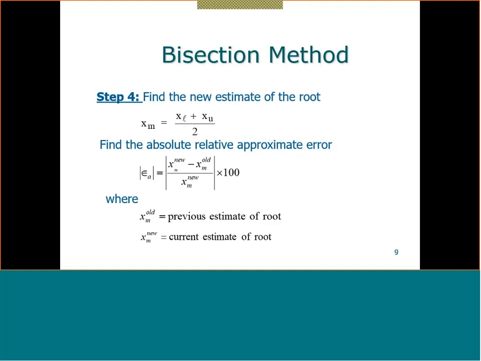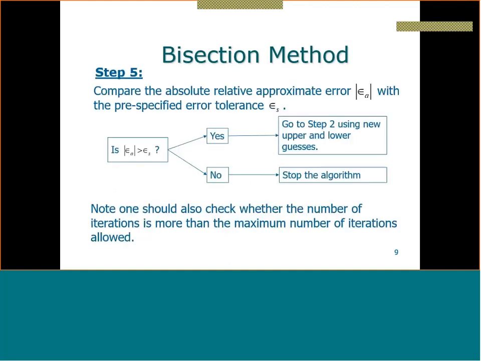So this is the criteria here. So if your relative error is more than what you have specified, then you go to step 2 and use another upper and lower guess, and you keep doing this. If you reach this, then you stop. Let's have an example to demonstrate this.